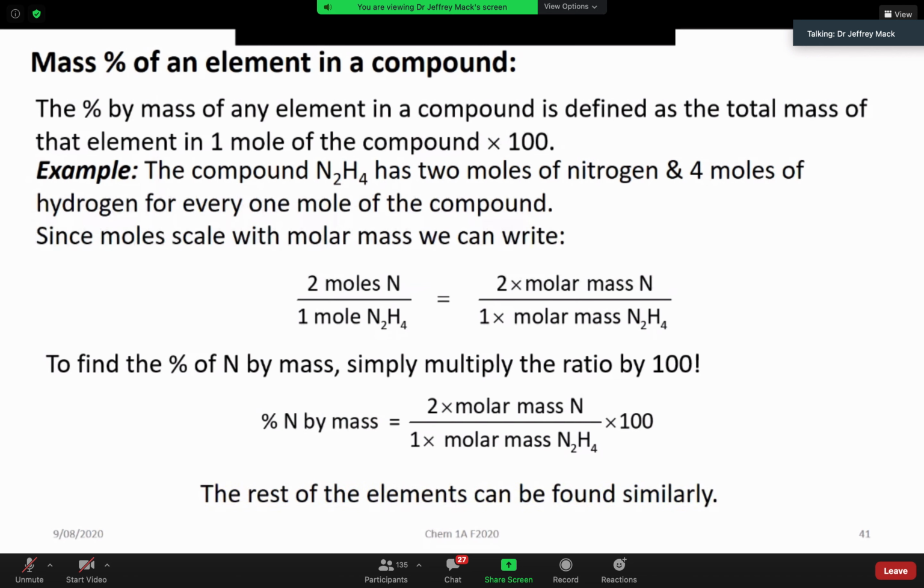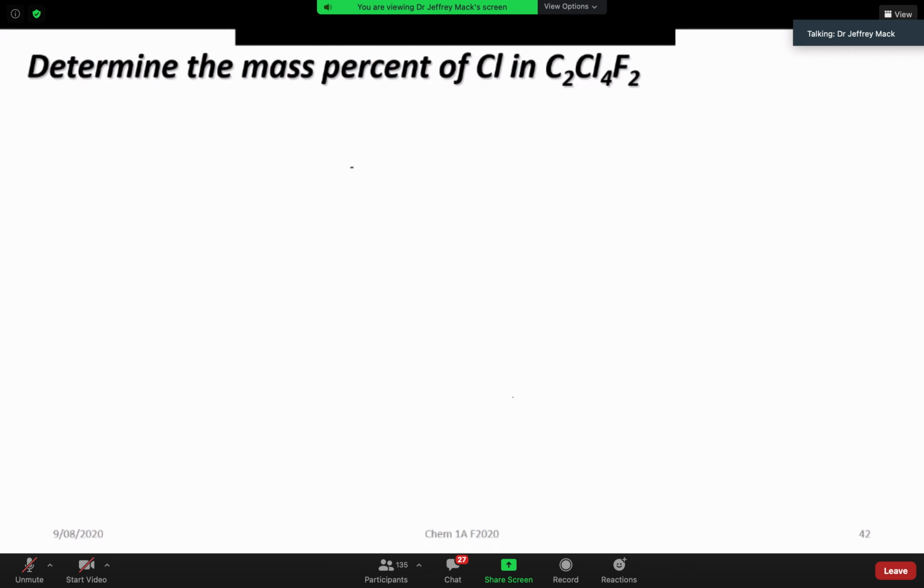So once you know the percent of one element, you can find the percent of the other. If there's only 2, fine; if there's 3, then you have to find the percent of a second and then subtract to get the third, and so on and so forth. Okay? This is how we find the mass percent.